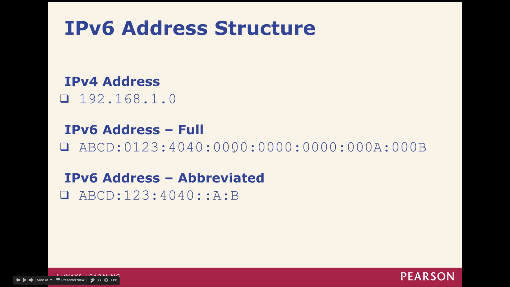Another thing that you can do is if you have multiple groups of zeros, you can condense that down into just a double colon, but you can only do that one time. So when I look at this IPv6 address, I can see 1, 2, 3, 4, 5 hextets are represented. I know there's 8 total hextets, so that means 3 of them have been turned into contiguous zeros right here. So you can come back up with what the full IP address was.